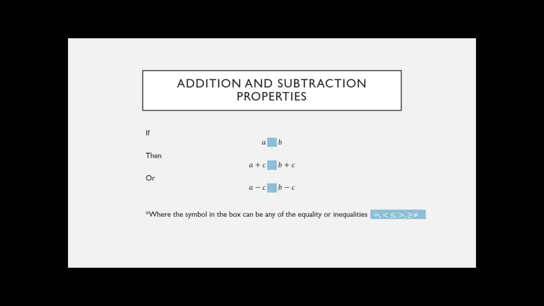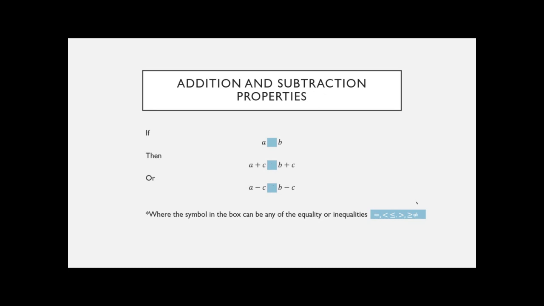So the addition and subtraction properties, we learn them in terms of equality. They also hold for inequality, and they're basically identical. So I just have this box here. If you have A, and then you can fill it in with your symbols. So you can say, okay, if A is equal to B, then A plus C equals B plus C, or A minus C equals B minus C. If it's an equal sign, we know we can add the same number on both sides, or we can subtract the same number on both sides. We're allowed to do that.